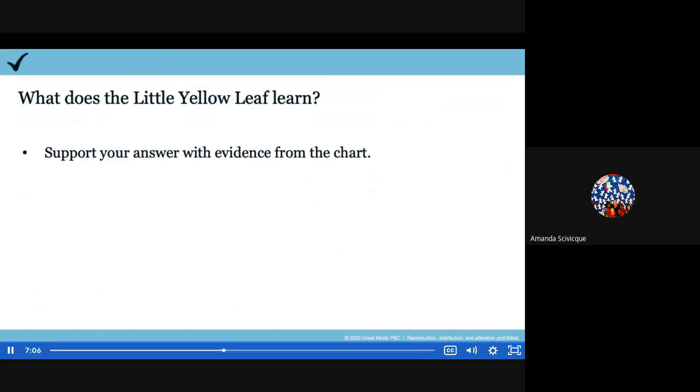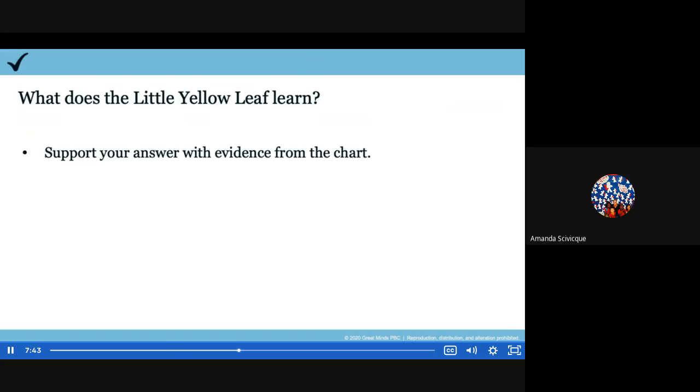And now that you've examined the standout words in the text, you're ready to think about the central message. You'll be using evidence from our chart to answer this question. What does the little yellow leaf learn? Please write this question in your journal so we can flip back to the evidence chart while you think and while you write in your journal to answer this question. Pause to write the question in your journal now and hit play when you're ready to continue.